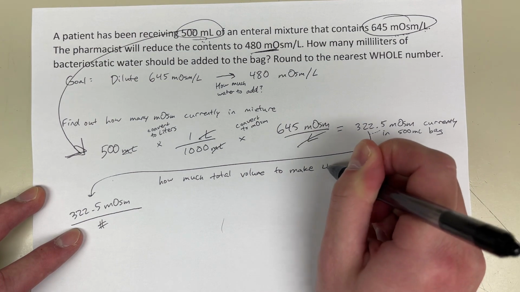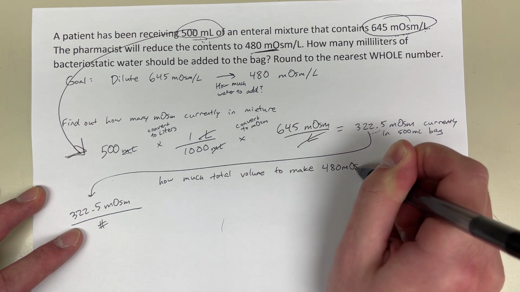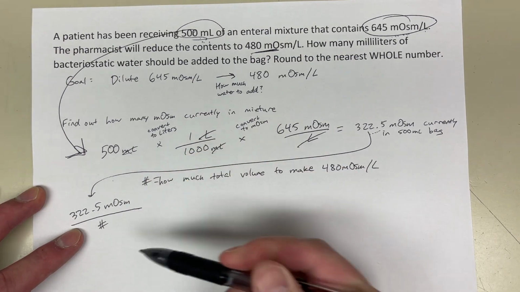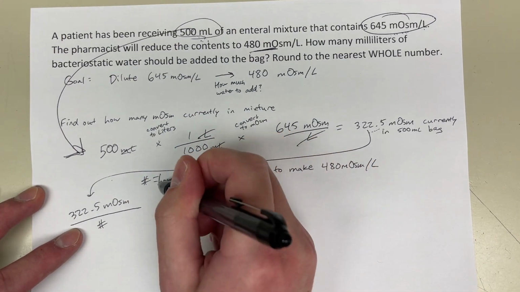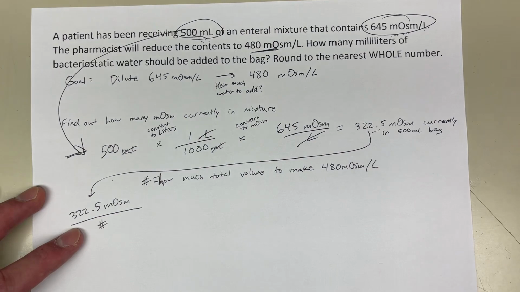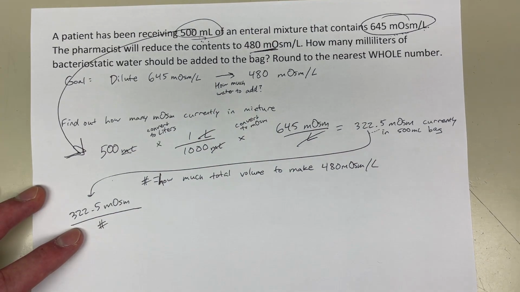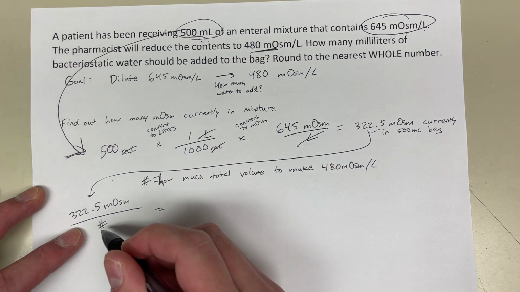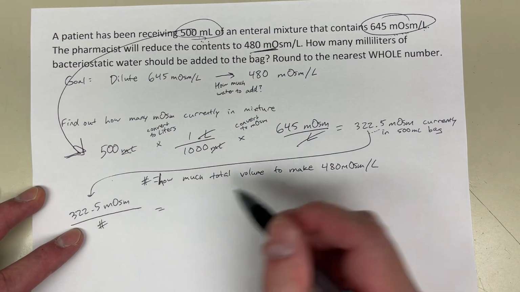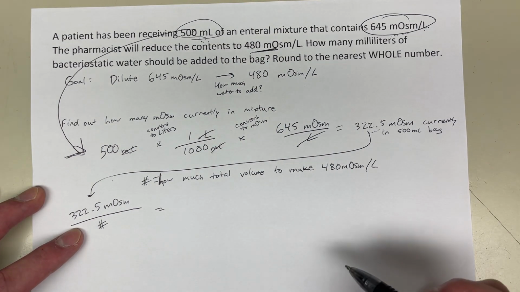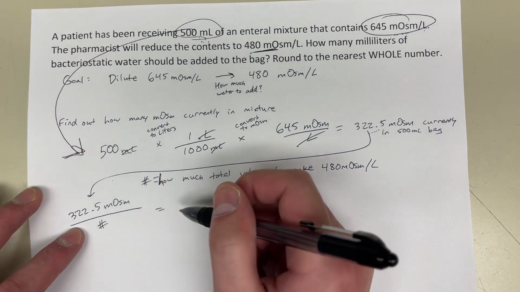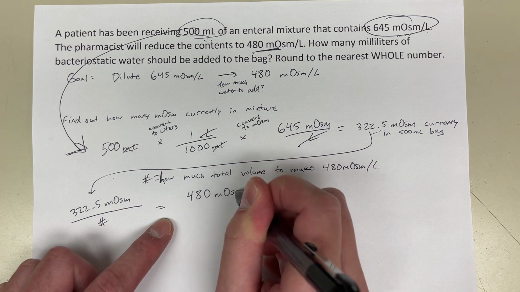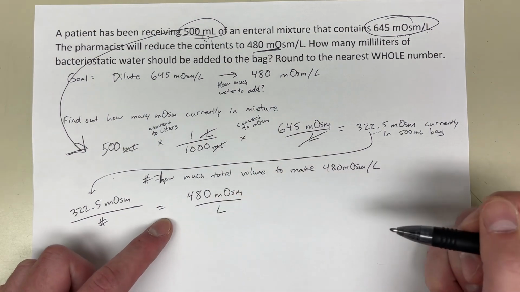To make it 480 milliosmoles per liter. That's what that number sign is. I don't know, you could use X or whatever. I just use a number sign because it's easier to understand, because my X's look like multiplications. So I'm trying to find out this number here, right? Because it's a total volume to make 480 milliosmoles per liter. So I want this to equal 480 milliosmoles per liter, right?